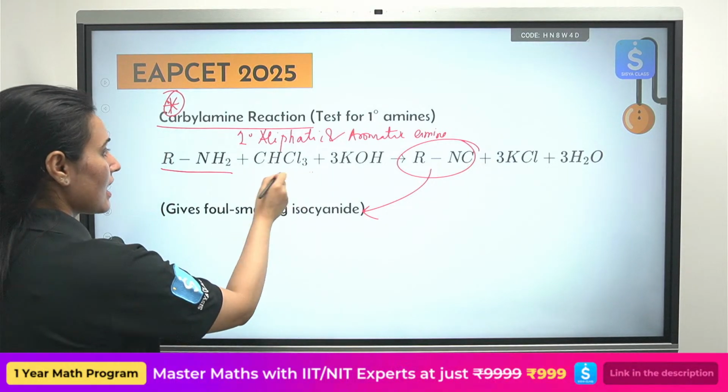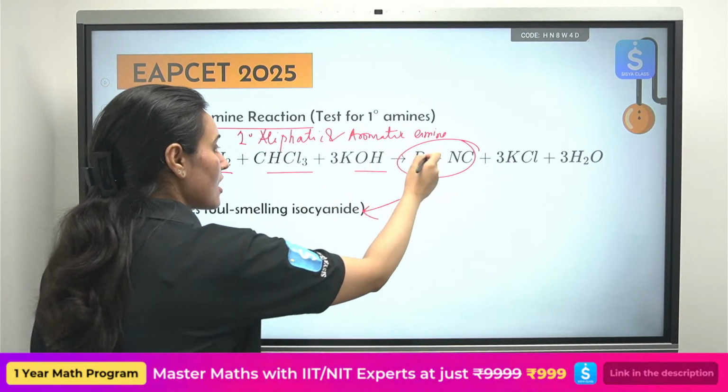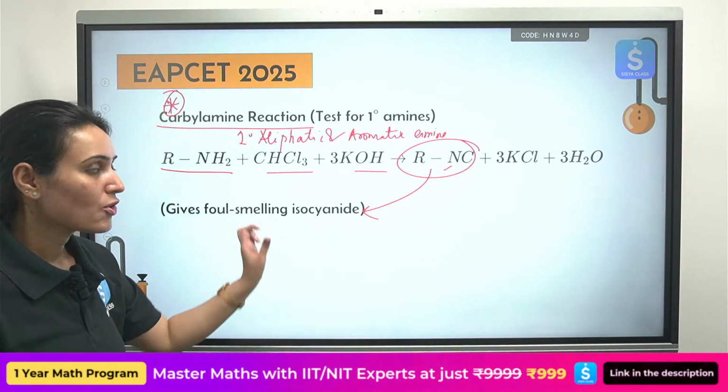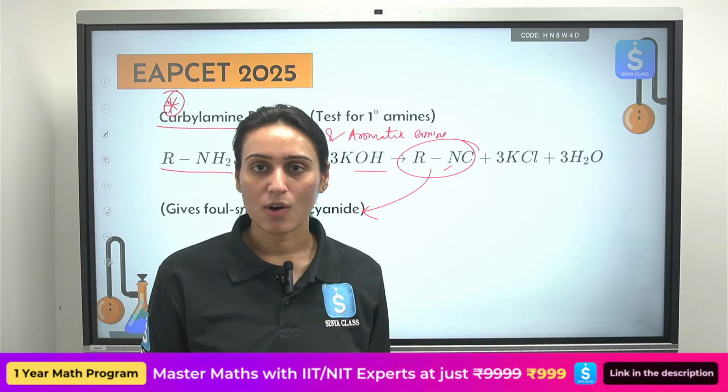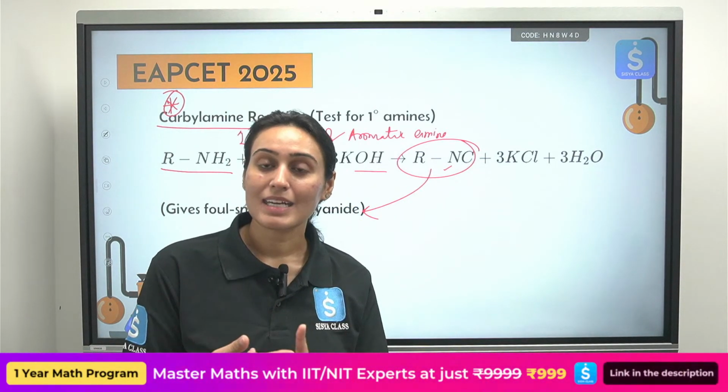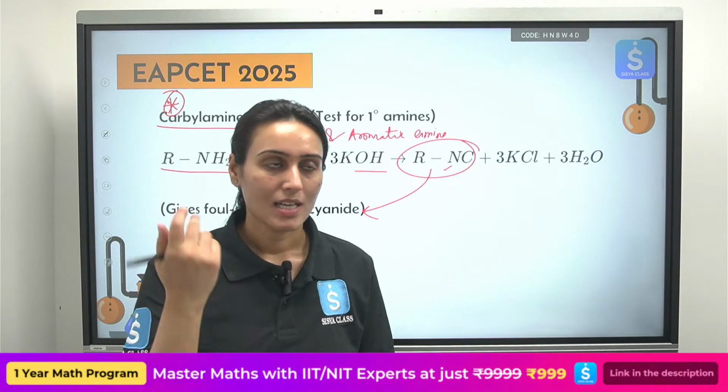Primary amine in the presence of chloroform and KOH will give you your isocyanide. And you must remember this reaction. First of all, it is a name reaction. Obviously, it is important. Second thing, it is the test for 1 degree amine. Okay, see the next thing.